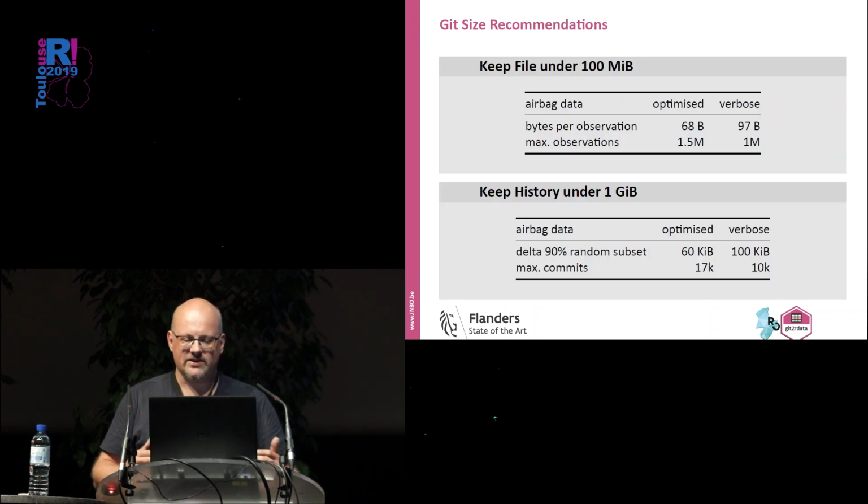So what can we store? GitHub recommends to keep single files below 100 megabytes. In the case of the airbag dataset, we can store about 1.5 million rows. And they also recommend to keep the history under 1 gigabyte. And if we would continue the 90% subsample thing, we could do about 17,000 commits. Of course, if you apply this to another data set, you'll get other numbers.